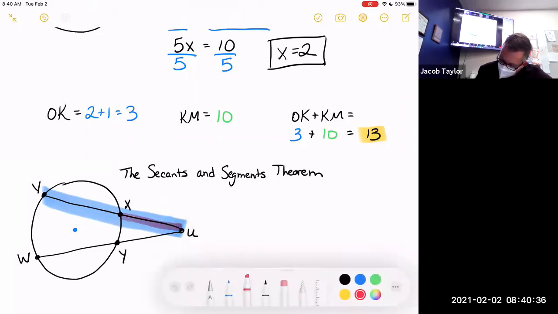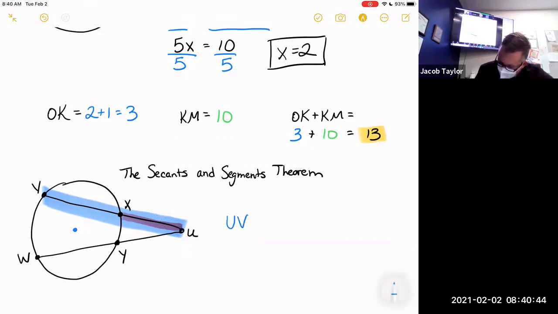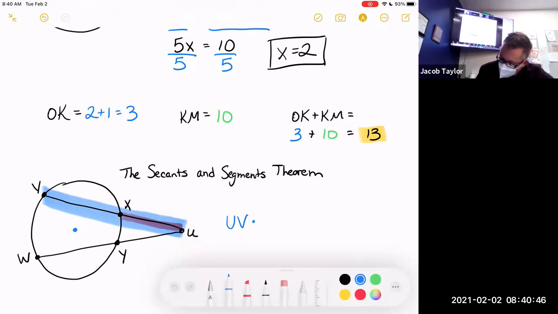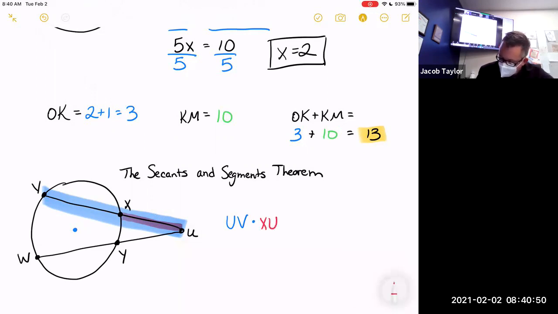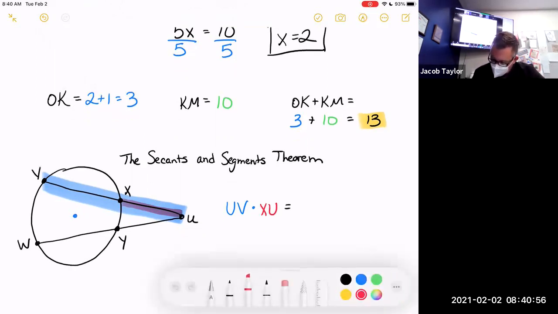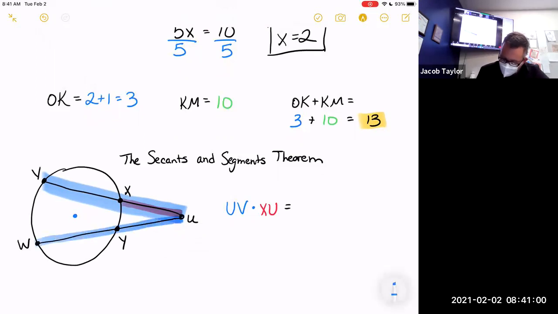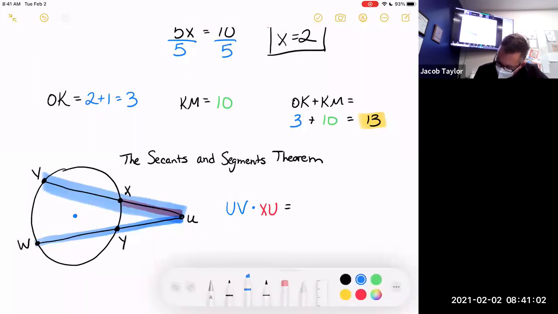So this will be all of UV, the entire segment, multiplied by the exterior piece, which is XU. And that will equal the exact same thing for the other segment. The entire segment, so WU, multiplied by the outside piece.